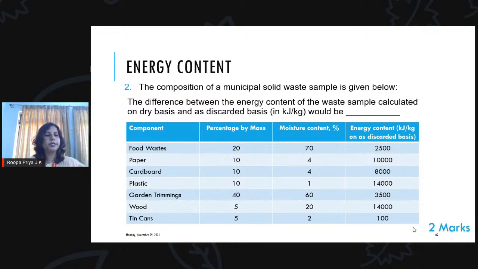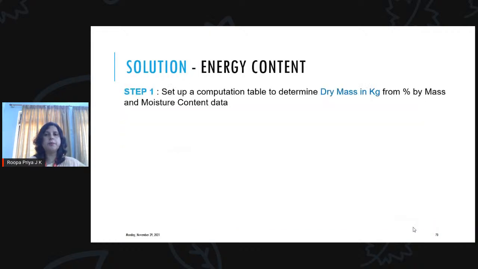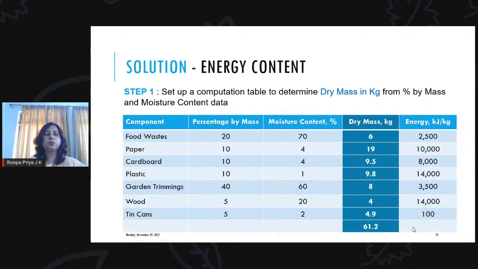The difference here is, they have asked the difference between the energy content of the waste sample, which was calculated. So the calculation remains the same. The steps are the same, wherein you have the question, which has the component, the percentage by mass, moisture content, and energy in kilojoule per kg. You have to calculate the dry mass in kg. This is the calculated column. So the dry mass has to be calculated for each and every component. Find the total dry mass for all these components.